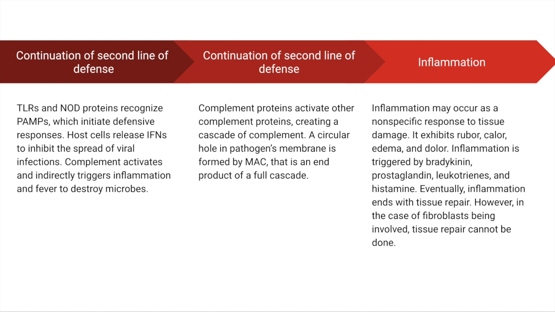This is where toll-like receptors, or TLRs, and NOD proteins function to recognize PAMPs, or pathogen associated molecular patterns. They recognize the pathogens because they are receptors, and then they initiate a series of defensive responses. Host cells also release interferons, or IFNs, to non-specifically inhibit the spread of viral infection.